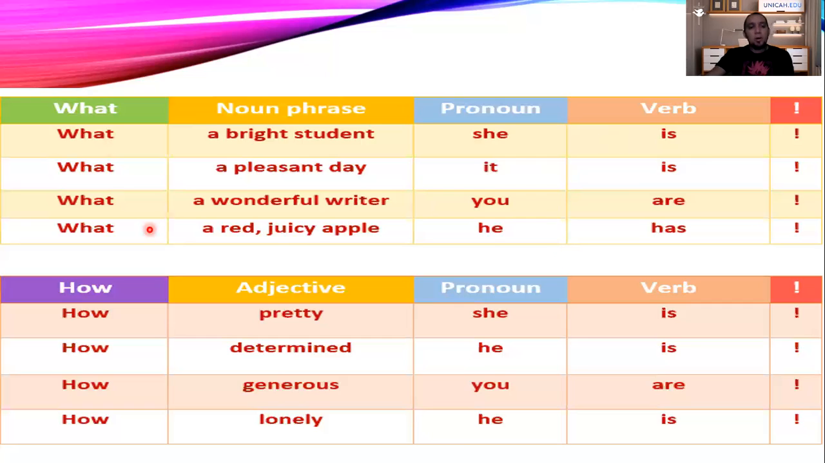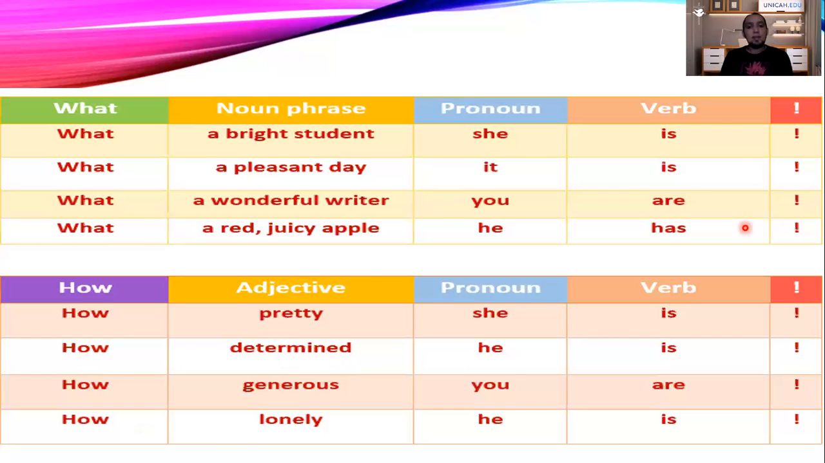On the other hand, we have how, and with how, we're not going to use noun phrases. We're going to use adjectives and the pronouns, the verb, and the exclamation mark. For example, how pretty she is. See? Now we're just using the adjective, but here we're using the adjective and the noun to make a noun phrase. Number two, how determined he is, or how generous you are, or how lonely he is. So all of these are forms to make other kinds of exclamatory sentences.